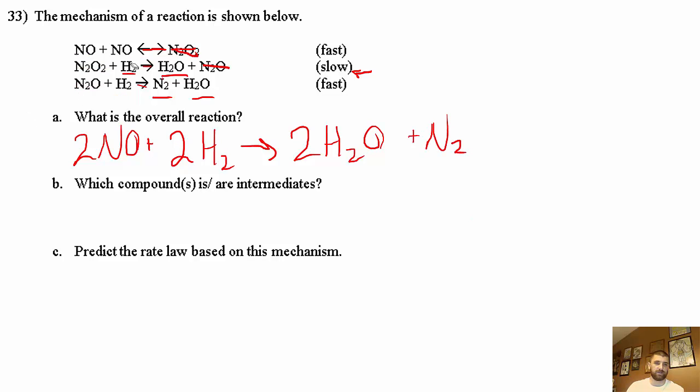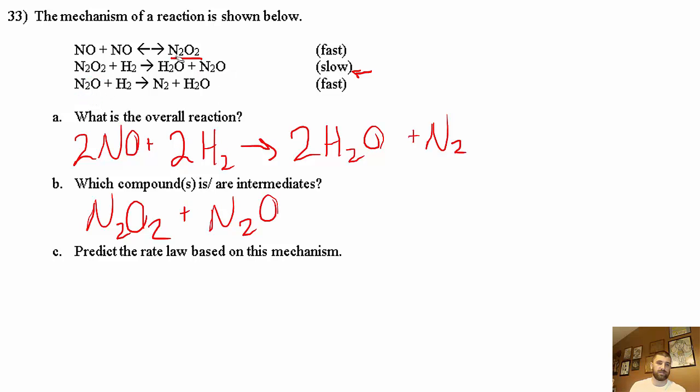I'm going to erase all this so I can see it better. All right, which compound or compounds are intermediates? Well, we already figured that part out, right? N2O2 was an intermediate, and so was N2O. So those two things were intermediates.